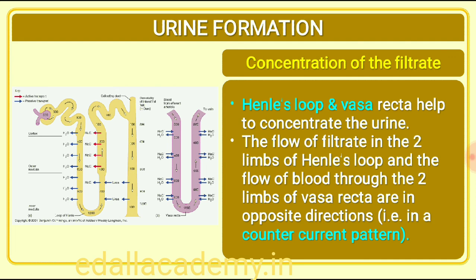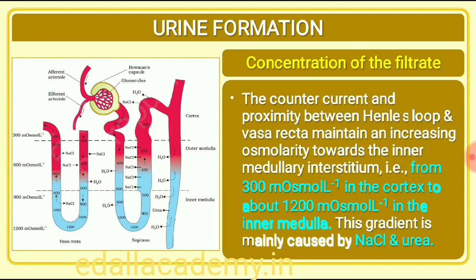Mammals have the ability to produce a concentrated urine. The Henle's loop and vasa recta play a significant role in this. The flow of filtrate in the two limbs of Henle's loop is in opposite directions and thus forms a countercurrent. The flow of blood through the two limbs of vasa recta is also in a countercurrent pattern.